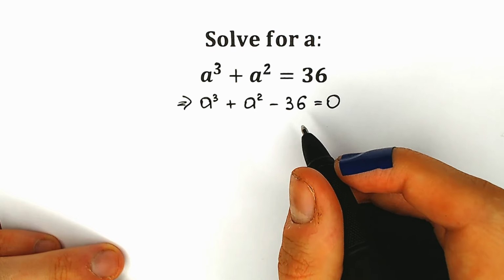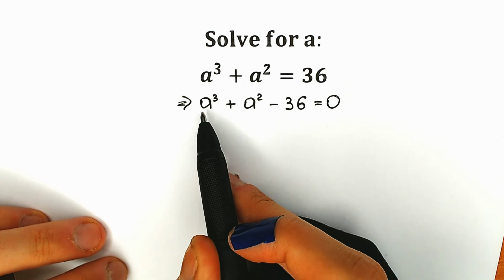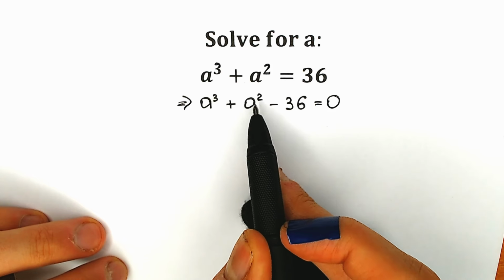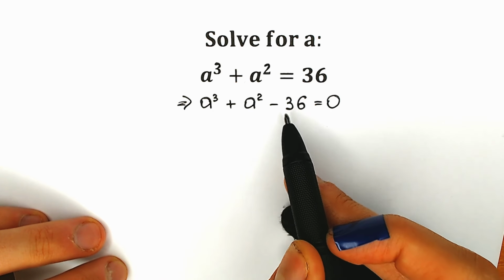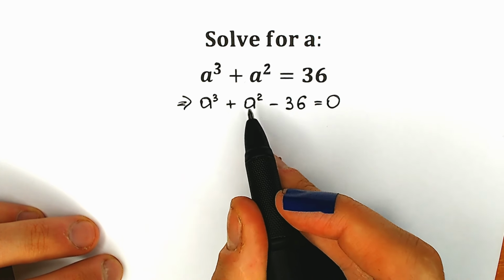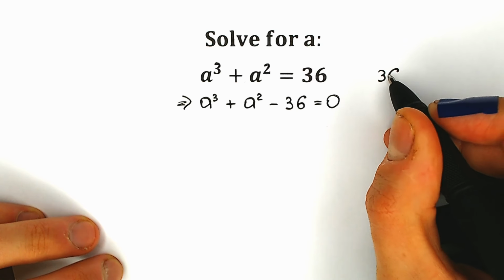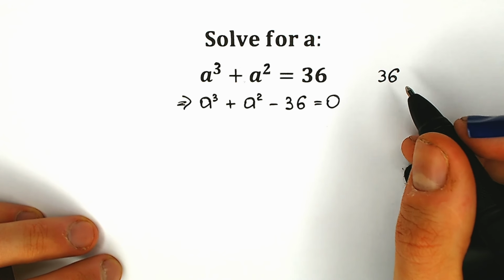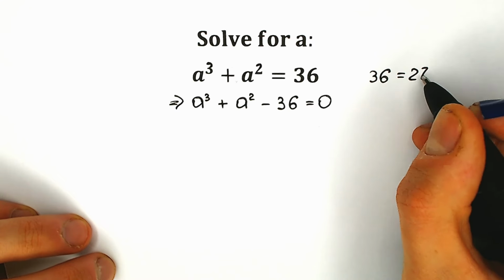Right now, we can express the 36 in a lot of ways, but the best way is to look closely at the left side. We have a cube and a square. Let's try to express the 36 as a sum of a cube and a square. On the right side, we can express the 36 in a lot of ways, but the best way for us is 27 plus 9, okay, 27 plus 9.